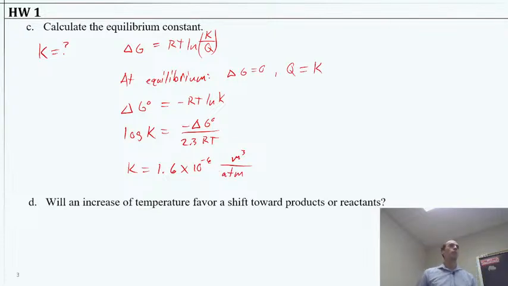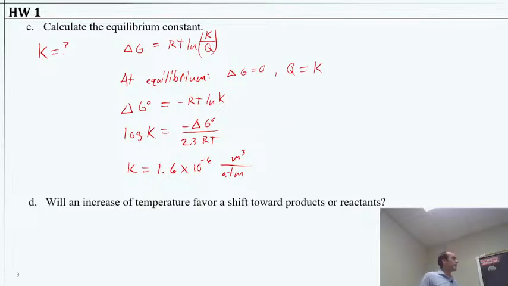Of course, your number might vary a little bit if you used a different R and you have liters in atmospheres or something like that, and that would be acceptable in that sense. Of course, if you also had a different delta G naught, that would affect your answer, but this is kind of the approach that I'm looking for there.